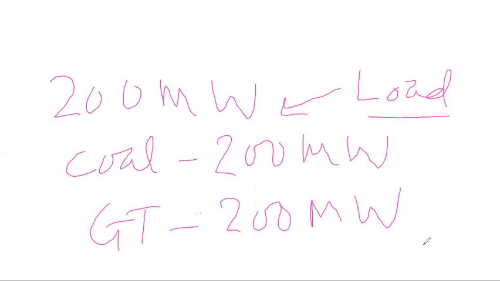Now, from the perspective of the power engineer, he has a number of options. One is he would operate the coal-based power plant to the full capacity, that is 200 megawatt. So this is 100% capacity, and he would not operate the gas turbine at all, which means it would be kept as a standby. This is one option. The second option is that instead of operating coal, he would operate the gas turbine power plant, and he won't operate the coal-based power plant. This is also possible.